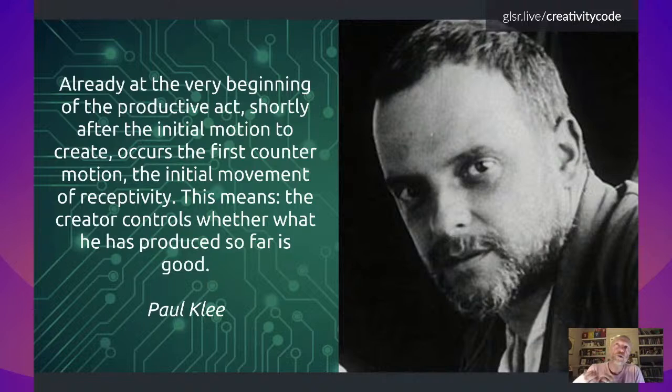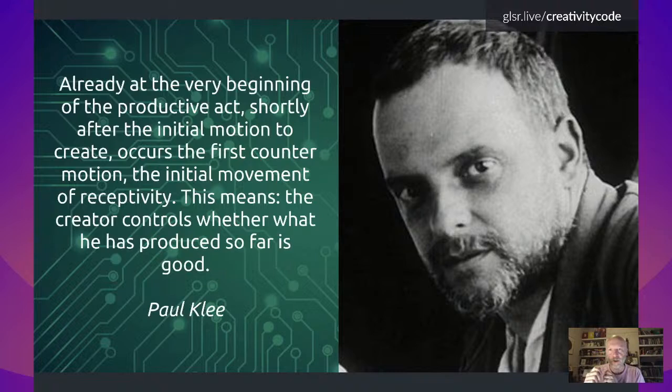Here's Paul Klee writing about the process of his painting. He says, "Already at the very beginning of the productive act, shortly after the initial motion to create, occurs the first counter motion, the initial movement of receptivity. This means the creator controls whether what he has produced so far is good."